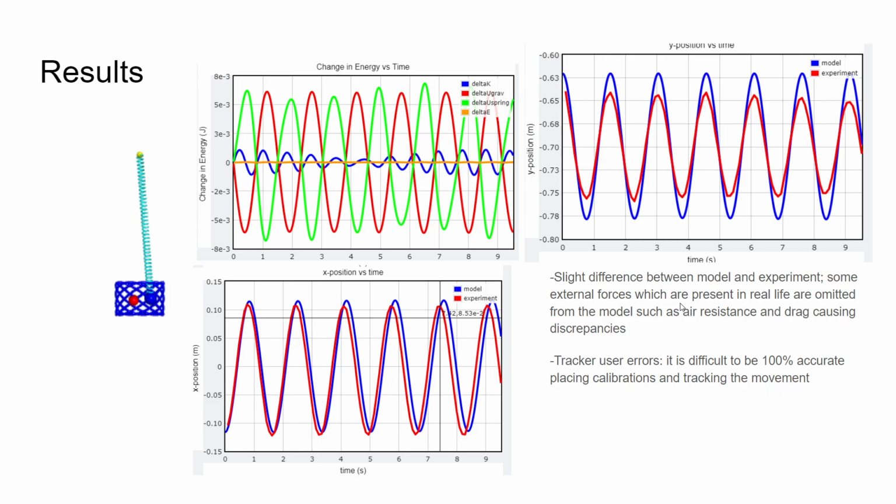So here are the results. As you can see, there is just a very slight difference between the model and the experiment, which is likely due to external forces which were present in real life and omitted from the model, air resistance and drag. Obviously, a model is a model. You can't take it as reality. Some things are going to be omitted. And then Tracker user errors, of course.